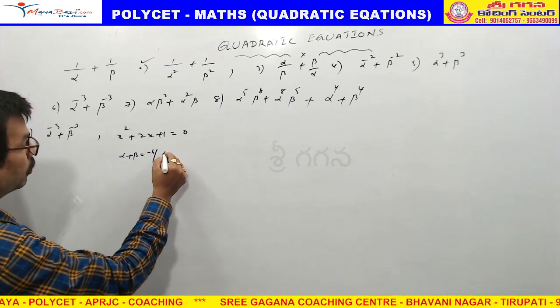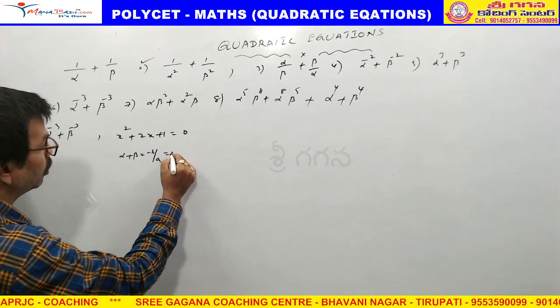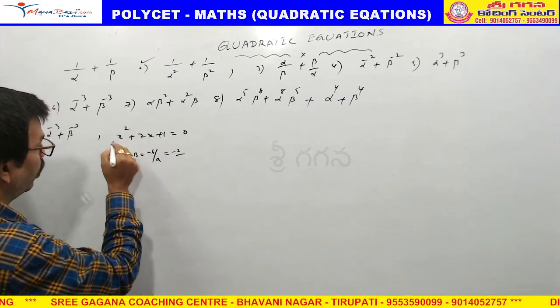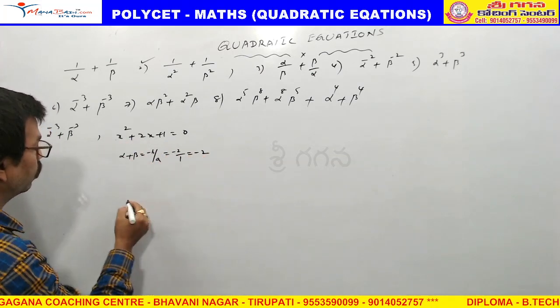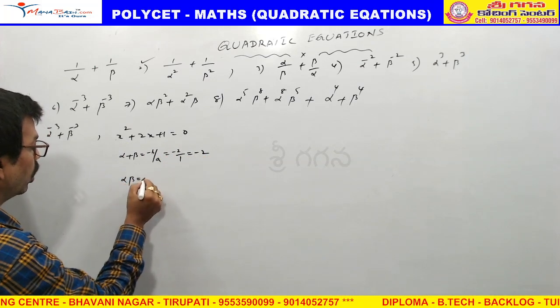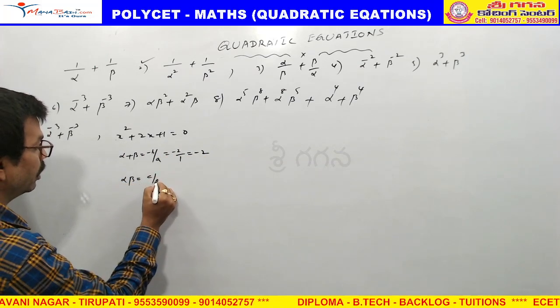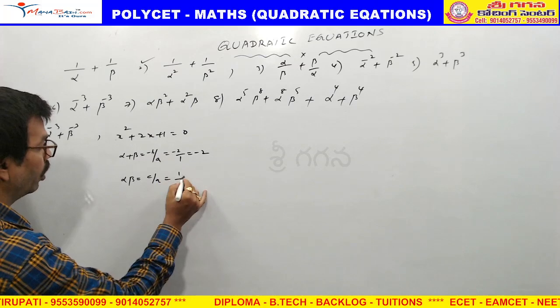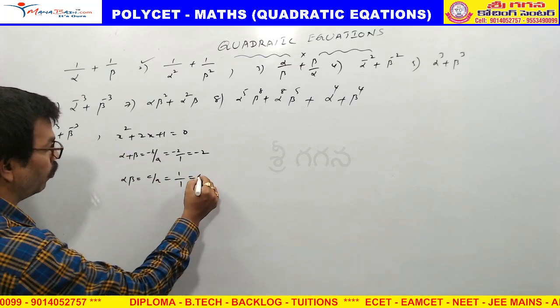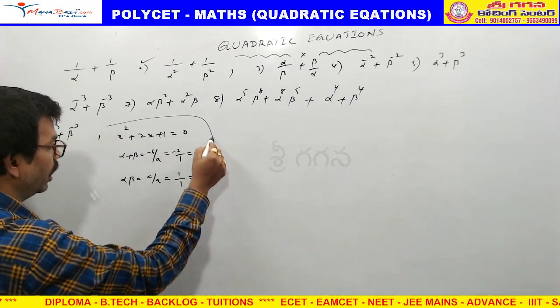Okay, minus b by a, b value is 2, that means minus 2 by a, a value here is 1, that is minus 2. Next, product of the two roots, alpha beta equals c by a. C by a, what is the value? 1. What is a value? 1. 1 by 1 is 1 only. Okay, first you have to write this data clearly.